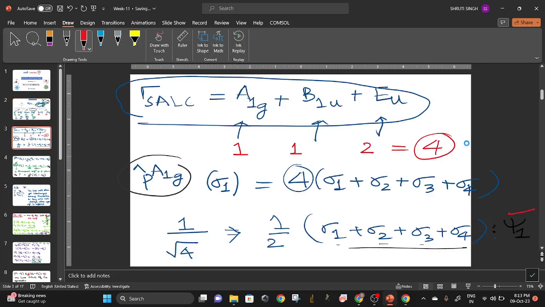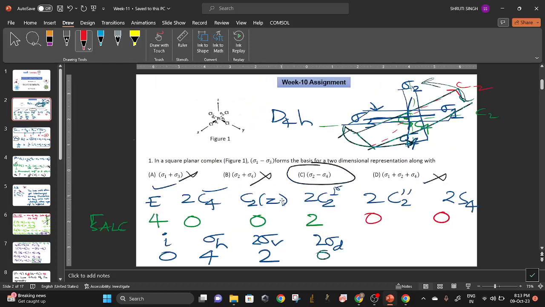Now, what is the use of the projection operator? We are using this projection operator to simplify. Otherwise, we have to find all the symmetry. We have to find the SALCs for big molecules, so the projection operator is useful. Otherwise, we don't know how many linear combinations we can take. Suppose a big molecule has many pendant atoms or side atoms: 1, 2, 3, 4, 5, 6, 7, 8.